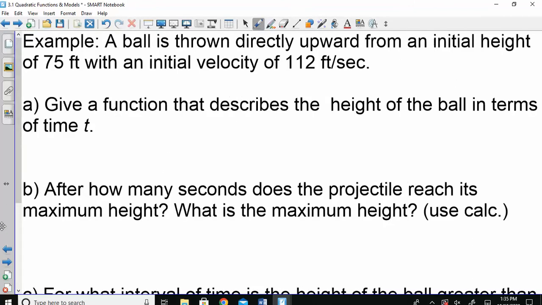So let's try to apply that. A ball is thrown directly upward from an initial height of 75 feet with an initial velocity of 112 feet per second. Give a function that describes the height of the ball in terms of time t. So vertical motion, S of t, equals negative 16t squared plus v sub 0. What is v sub 0?